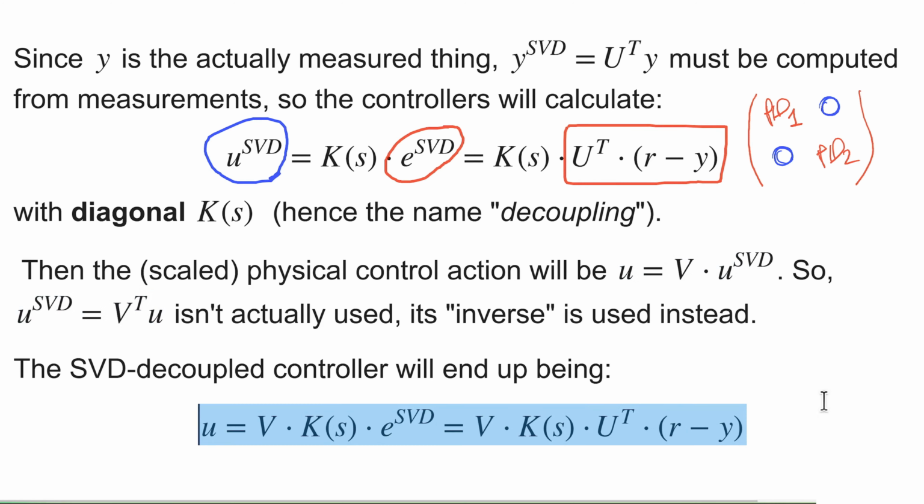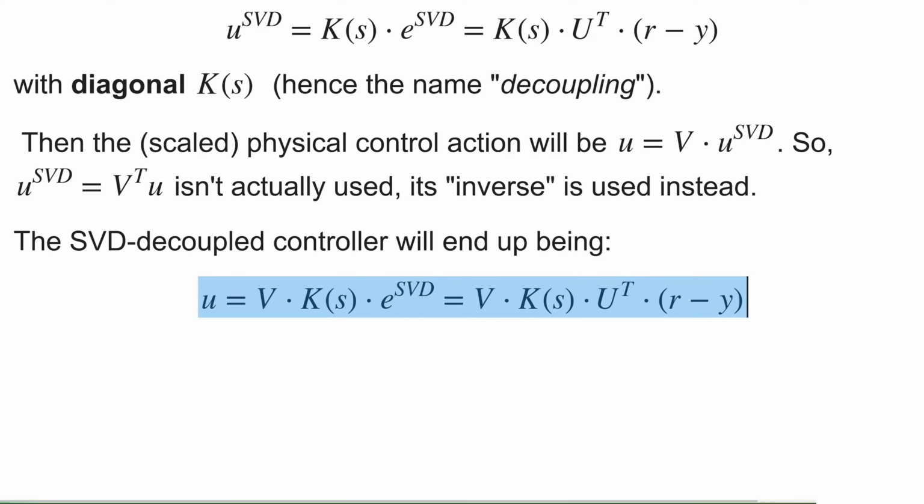So this is the final SVD decoupled controller, in which I have a diagonal controller K in the middle of U transposed and V. So U transposed and V are somehow in the place they would be in the pseudo-inverse we mentioned earlier on, because controlling is sort of inverting the plant to transform it into something else, my reference behavior.